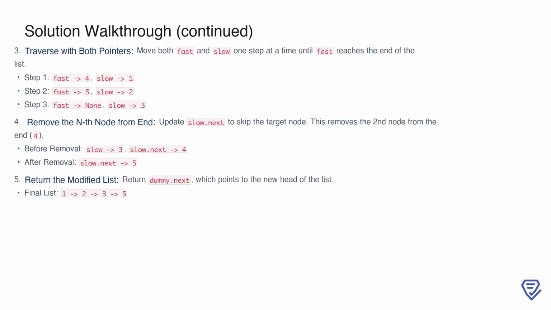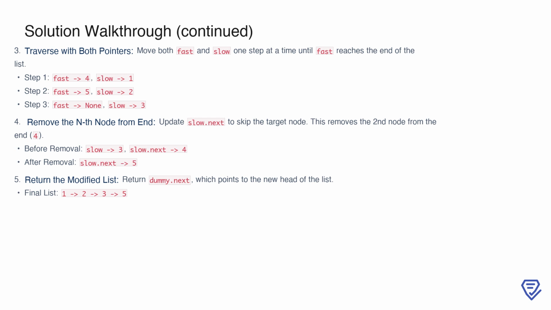Now we simultaneously move both the fast and slow pointers one step at a time until the fast pointer reaches the end of the list. In the first step, fast moves to the node with value 4, while slow moves to the node with value 1. In the second step, fast moves to the node with value 5, and slow advances to the node with value 2. In the third step, the fast pointer reaches none, indicating the end of the list, and the slow pointer is now at the node with value 3.